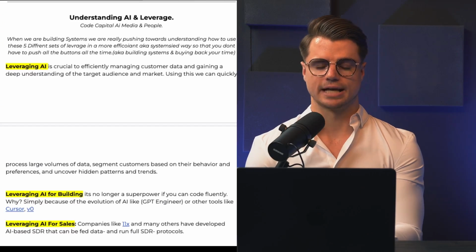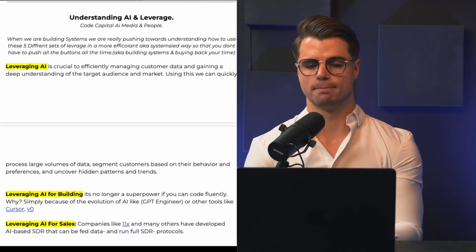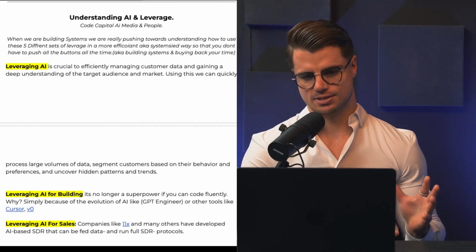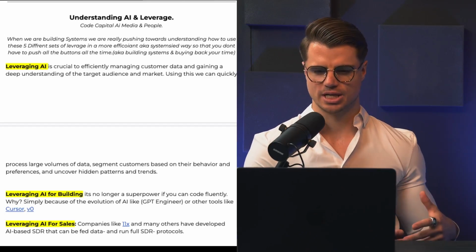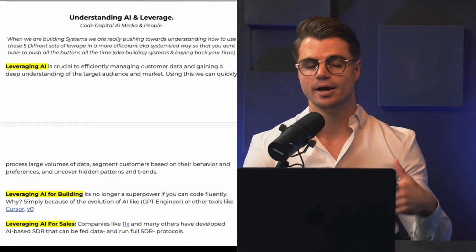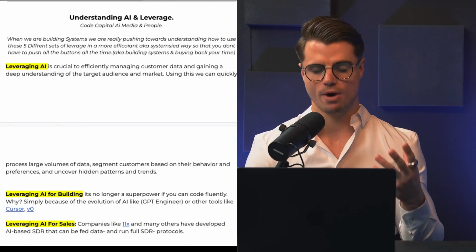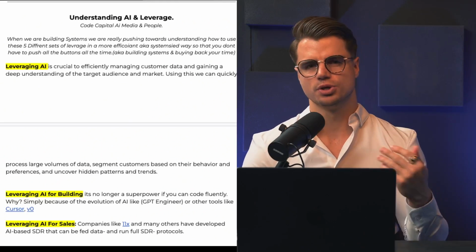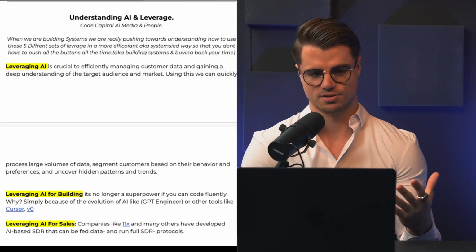So we have capital and AI, media and people. When we're building systems, we are really pushing towards understanding how to use these 5 different sets of leverage in a more efficient way, in an AKA systemized way. Now, that is so that you can reach the point where you don't have to push all the buttons. That's the point of systems, right?